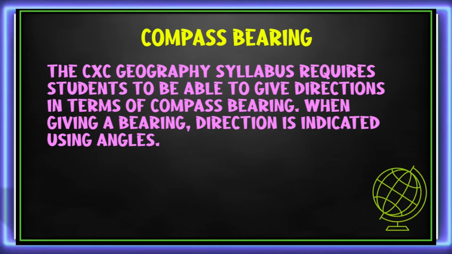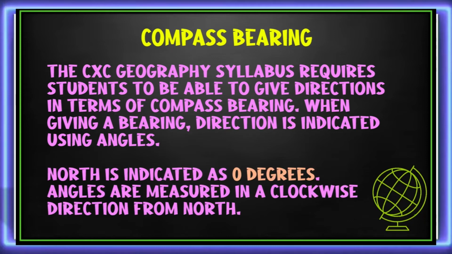Now, compass bearing. The CSEC geography syllabus requires students to be able to give directions in terms of the compass bearing. When giving a bearing, direction is indicated using angles. North is indicated as 0 degrees. Angles are measured in a clockwise direction from north.